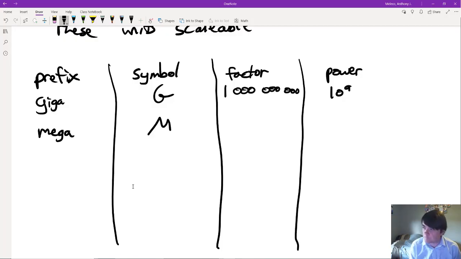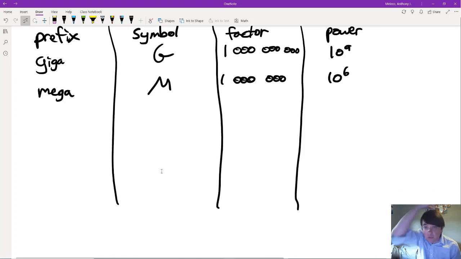Big M. 1, 2, 3. 1, 2, 3. So since there's 6 zeros, we put a 6 right here for the power. So a megameter would be 1 million meters. We don't really use giga or mega too much. They're kind of there just to make for a complete table.